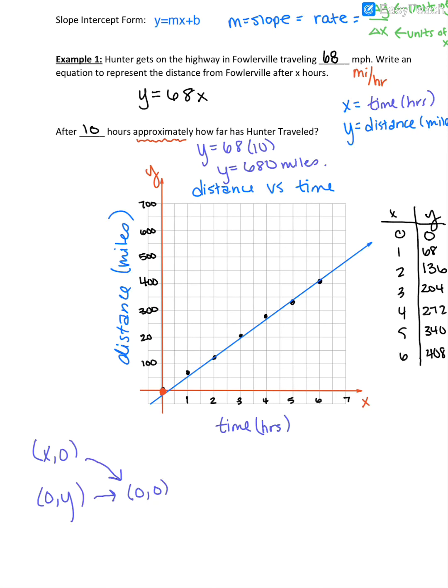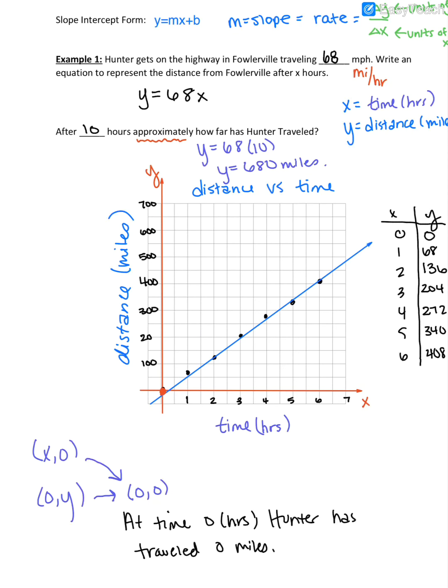So if we're asked to interpret this, all we're going to do is write a sentence with that intercept. So at time 0, or at 0 hours, Hunter has traveled 0 miles. So at time 0, he's traveled 0 miles. That's all it's asking: take those intercepts, write it as a point, and then make sense of it.